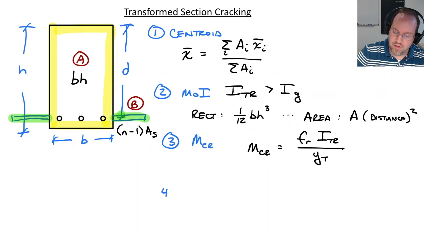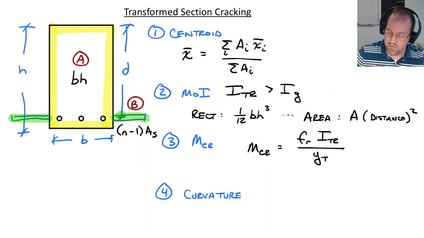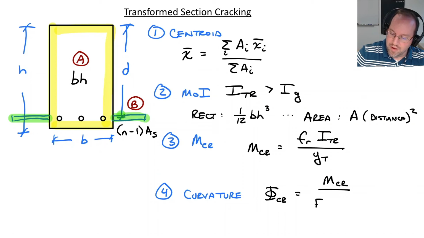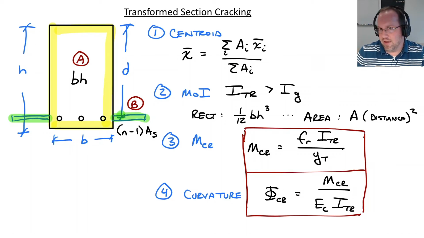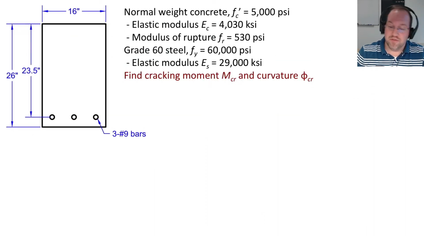If I also want to calculate my curvature, I can do that too, and it is in fact the same exact expression. So I have my curvature at cracking is the cracking moment divided by the modulus of my concrete and I transformed. So those two expressions are the same. I'm just going to be using a different moment of inertia, the transformed moment of inertia. Now, this calculation is going to be a little bit more complicated, but it's also going to be more accurate. So if I want to get a very precise number, I can do this. However, in practice, most of the time, we're just going to stick with the gross one and call it good enough. That said, let's actually do this.